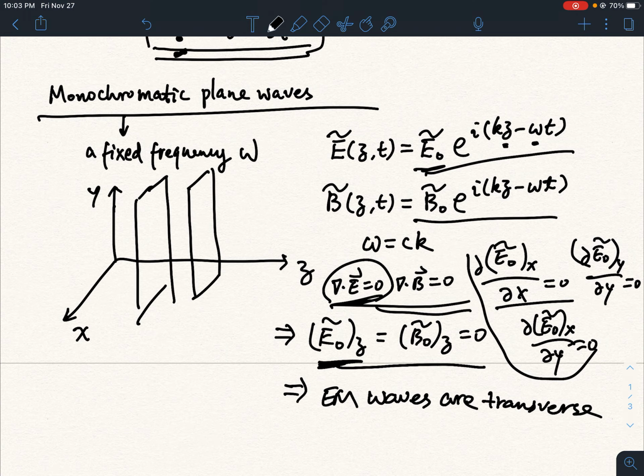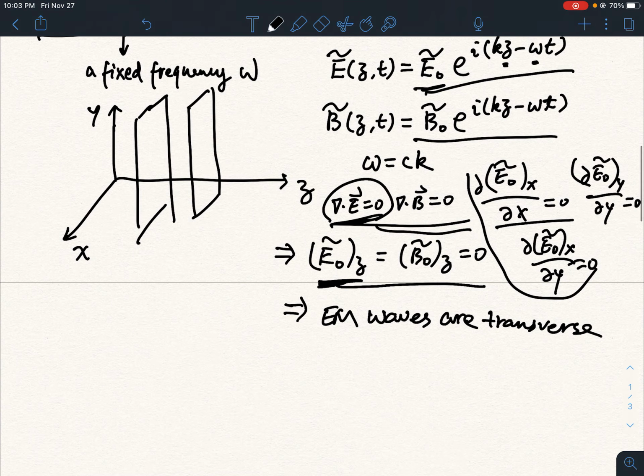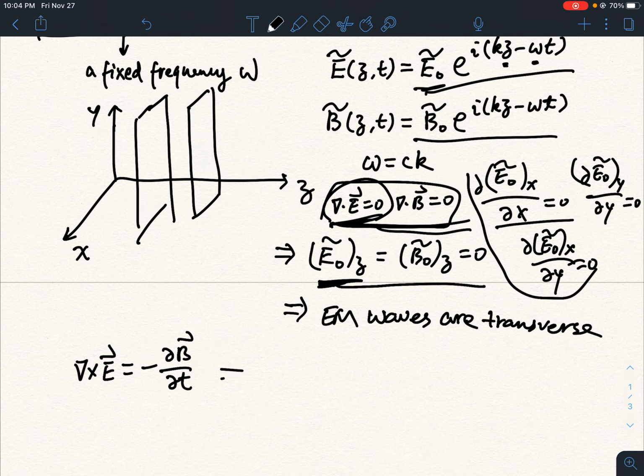Okay, so the electric and also magnetic fields are perpendicular to the direction of the wave propagation. So that is what we have. And then we look at the other two equations. So these two equations, and then we look at this equation.